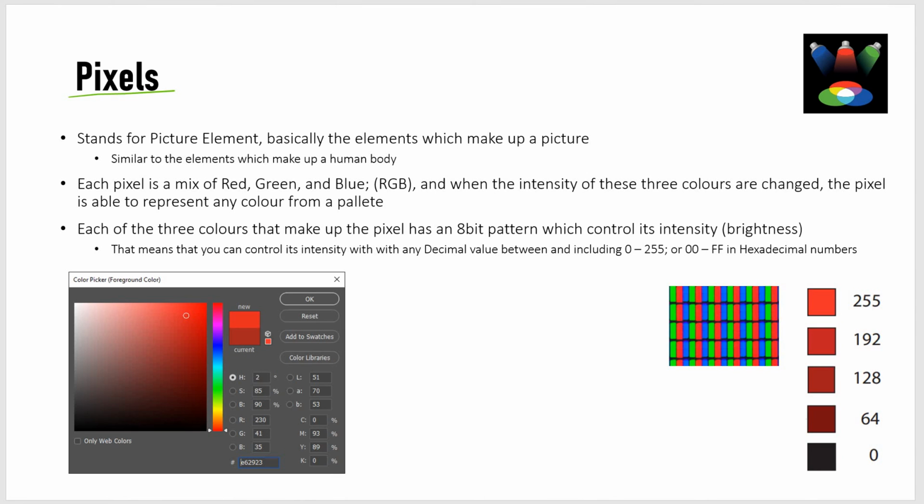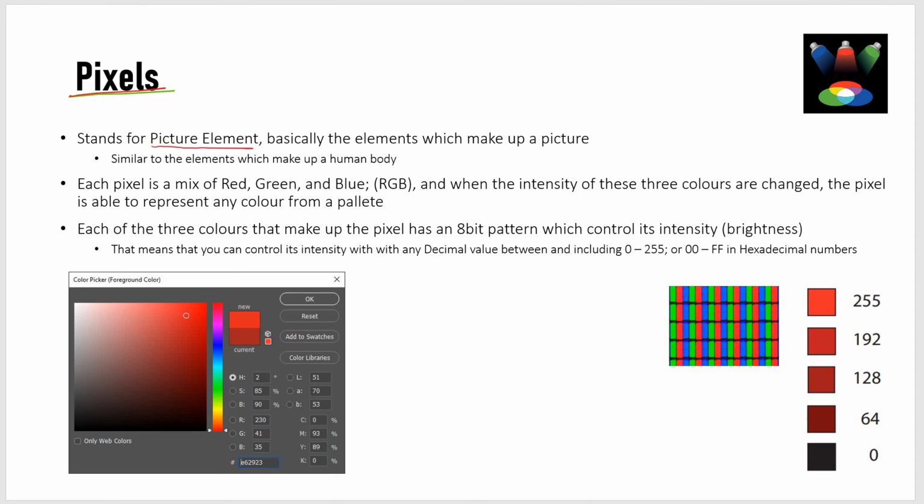So we're going to change to my red pen. What pixels are. Pixel stands for picture element. So if you are asked in the exam what the term pixel stands for, picture element is the correct answer. The reason it's called a picture element is that it's the elements which make up a picture, kind of like the elements which make up a human body, carbon for example, all of the elements that make up any physical item. It's the same concept. A picture element, a pixel, is something that makes up a picture.